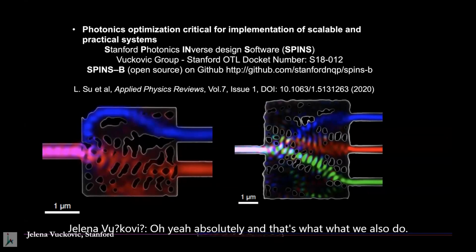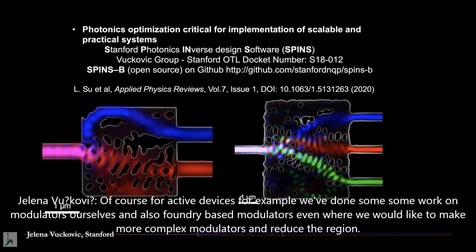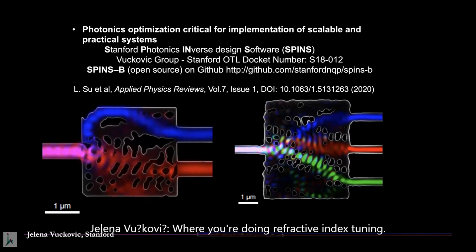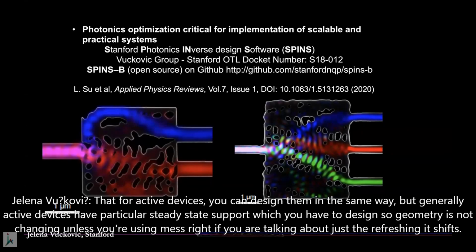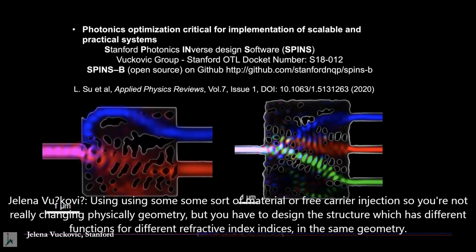Oh yeah, absolutely. And that's what we also do. Of course, for active devices, for example, we've done some work on modulators ourselves, and also foundry-based modulators, where we would like to make more compact modulators and reduce the region where you're doing refractive index tuning. For active devices, you can design them in the same way, but generally active devices have particular steady states for which you have to design. So geometry is not changing unless you're using MEMS, right? If you're talking about just the refractive index shifts, using some sort of material or free carrier injection.